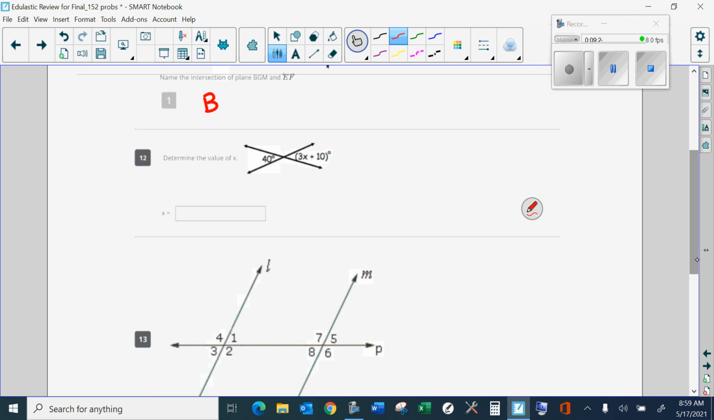Okay, determine the value. Here we have the vertical angle theorem. We know vertical angles are congruent, so set them equal to each other. 3x plus 10 equals 40. Subtract the 10 across. 30x divided by 3, and you get 10.